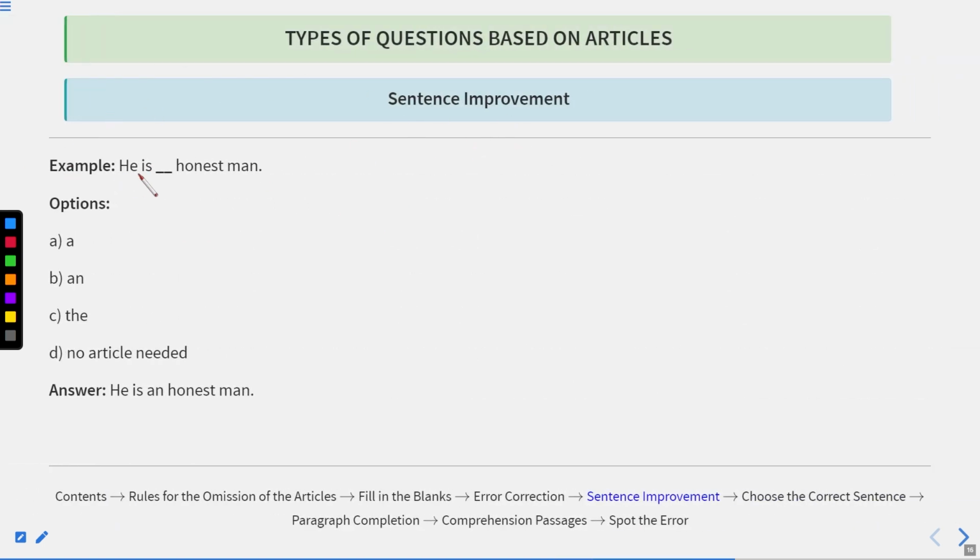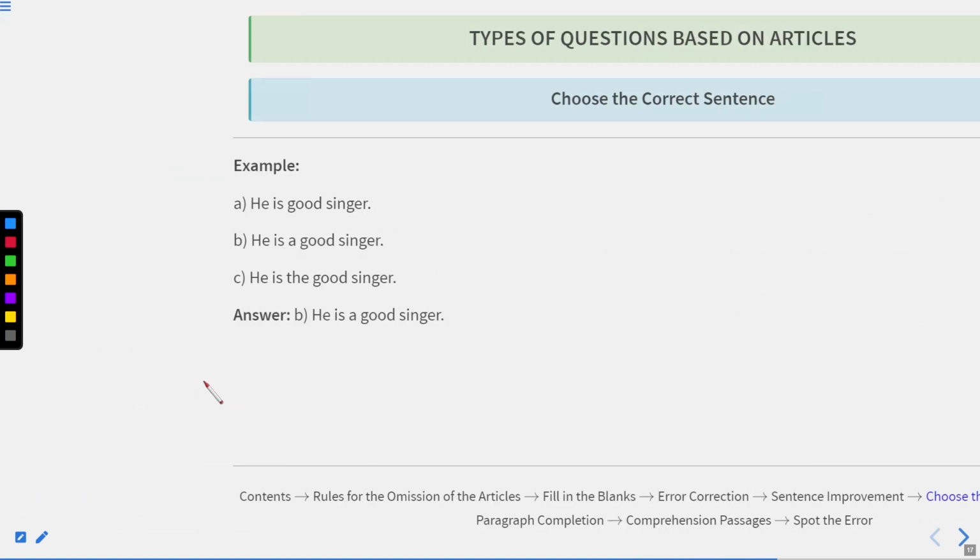Now sentence improvement can also be asked from this chapter. He is dash honest man. So before honest, obviously we write an indefinite article. Noun is also there. So he is an honest man. Why so? Because before honest we need to put indefinite article an, just because its pronunciation is beginning with o, not h. H is silent over here, so it is beginning with the vowel sound. So here we need to put an. So he is an honest man.